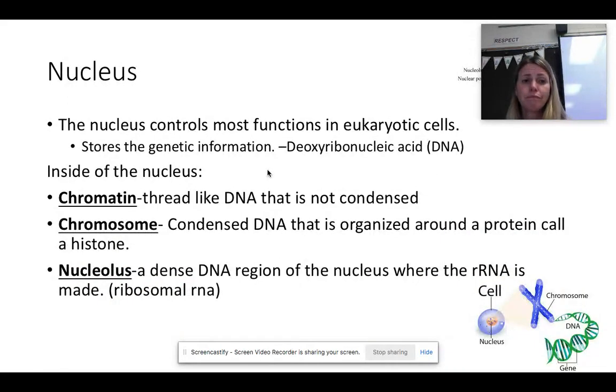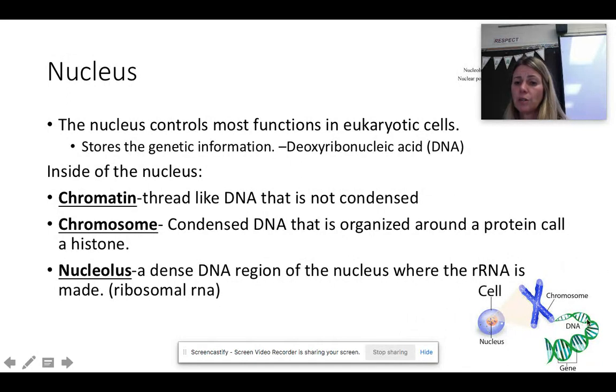The nucleus is going to be the site. So usually it's always shown in the center of the cell, but that's not always the case. And it's quite large. If our classroom was a cell, a Volkswagen Bug would be the size of the nucleus. It's pretty big. And inside is going to be all the DNA.